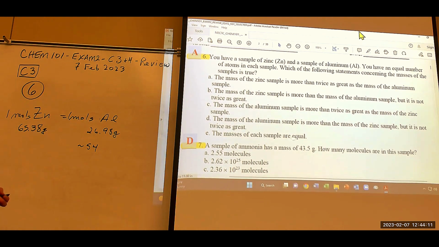The masses are not equal. The mass of aluminum is not more. The mass of zinc is more than the mass of aluminum, but it's not twice. Okay, B can't be right. C, D, and E, we cancel those out easily. So compare A and B. Yeah, it is more than twice as much. So A has to be the answer.